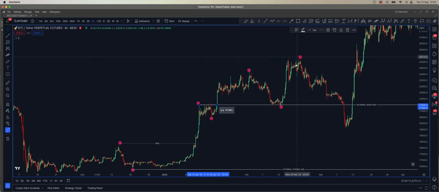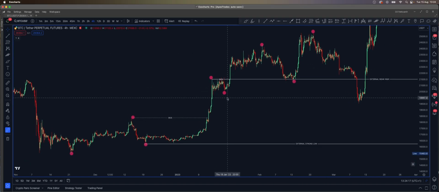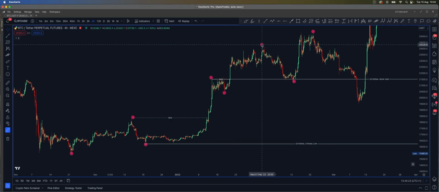Here's our new break of structure. Now, where's our new high point? Our new high point is here, okay? Remember, we didn't really create any, this is really just one move.